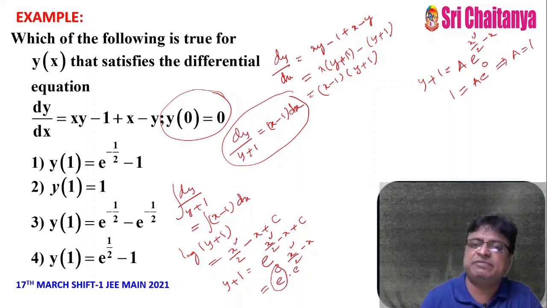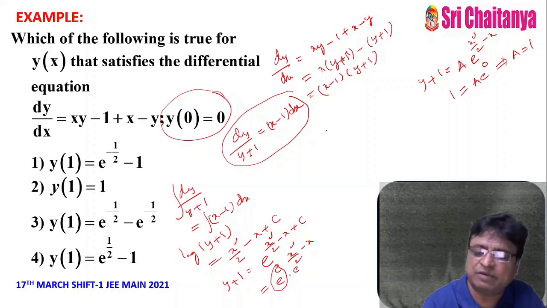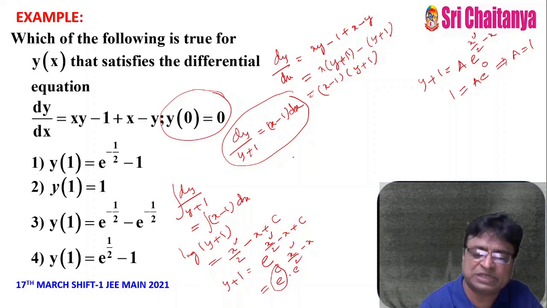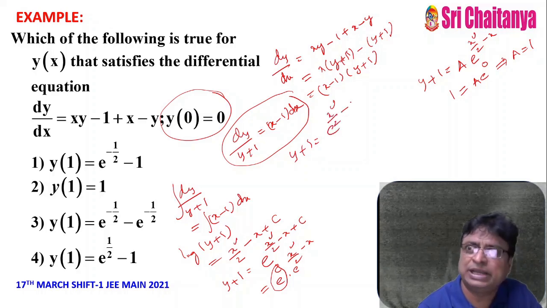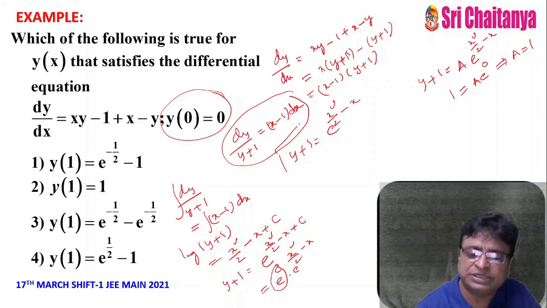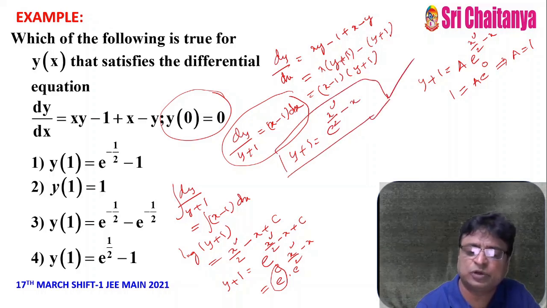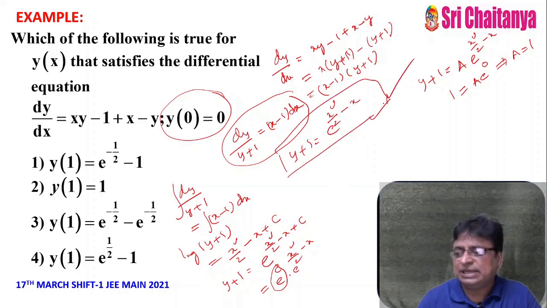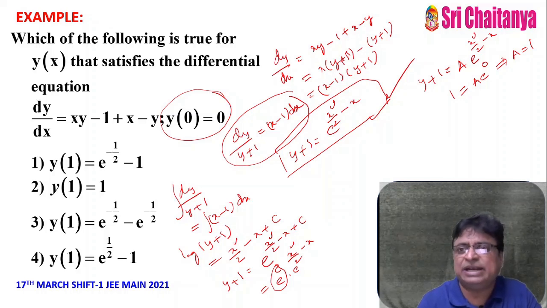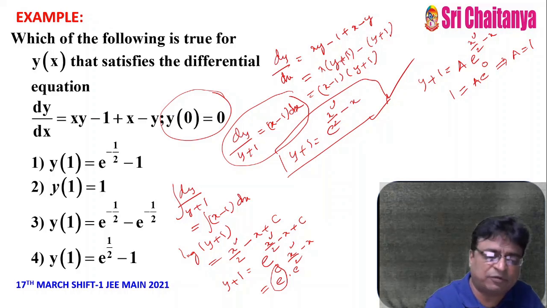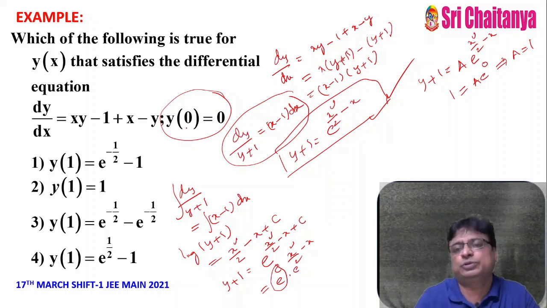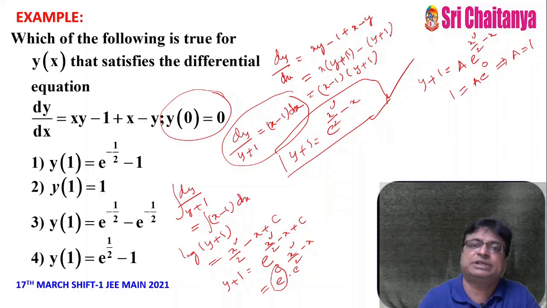So now replace a with 1. So if I have replaced a with 1, my y plus 1 equal to e power x square by 2 minus x. This is the solution. See, this solution I have obtained with the help of the particular values given. These kind of questions are called particular solution, particular differential equations.